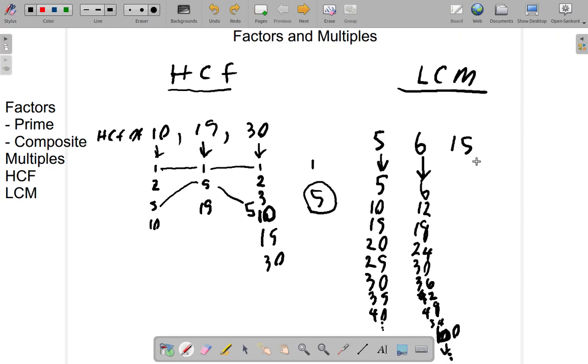Alright. What about 15? 15 1s are 15, 15 2s are 30, 15 3s are 45, 15 4s are 60, 15 5s are 75, 15 6s are 90, and so on. Okay, these are multiples of 5, multiples of 6, multiples of 15. We want to see which of these are common throughout. Let me see, not 10, I see a 30 and 30 here, that's common.